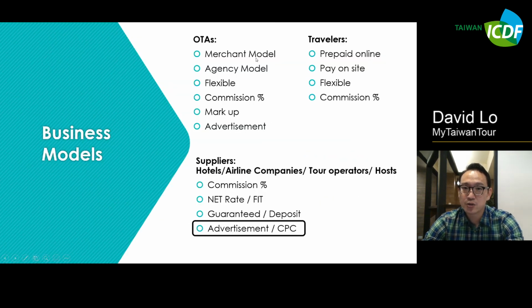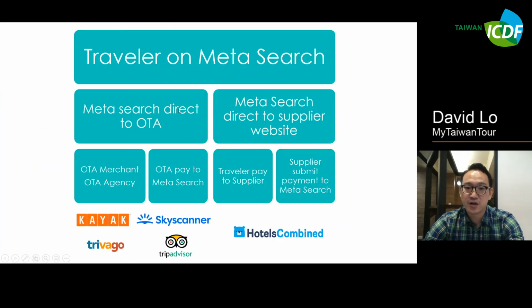For OTAs there are the merchant model, agency model, or flexible models, but meta search can do commissions as if they were OTAs, or charge a processing fee when they are doing meta search. So this is another business model, other than the OTA one, that meta search can do. This is how they make their profit, or make their money.